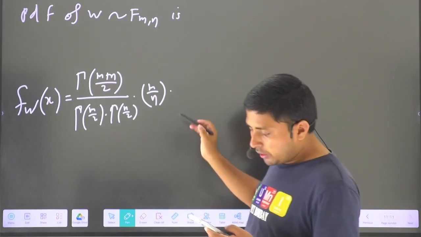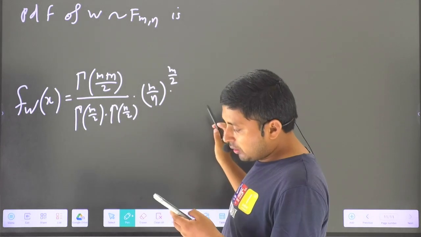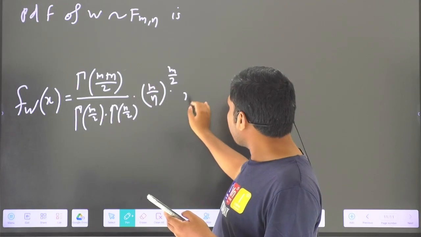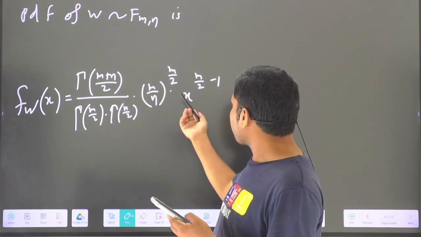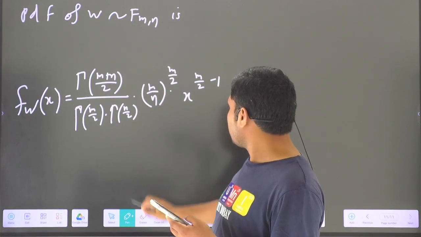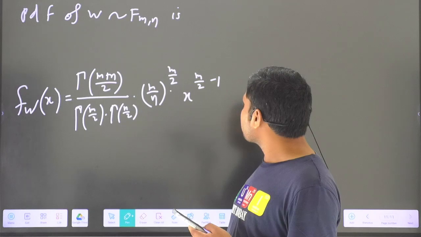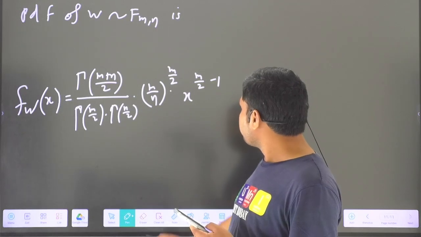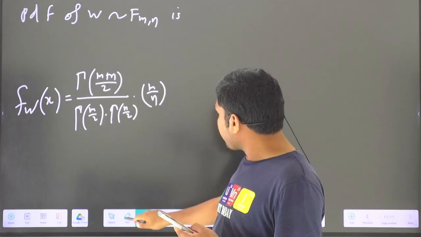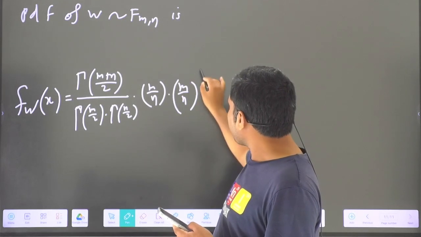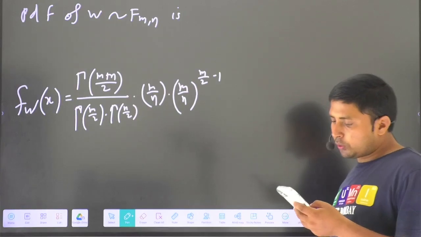So m by n raised to power m by 2 into x raised to power m by 2 minus 1. Oh, that's why I was defining like this. So if you take x with this, you will have 1 upon x. Or you can define like m by n into m by n power m by 2 minus 1.